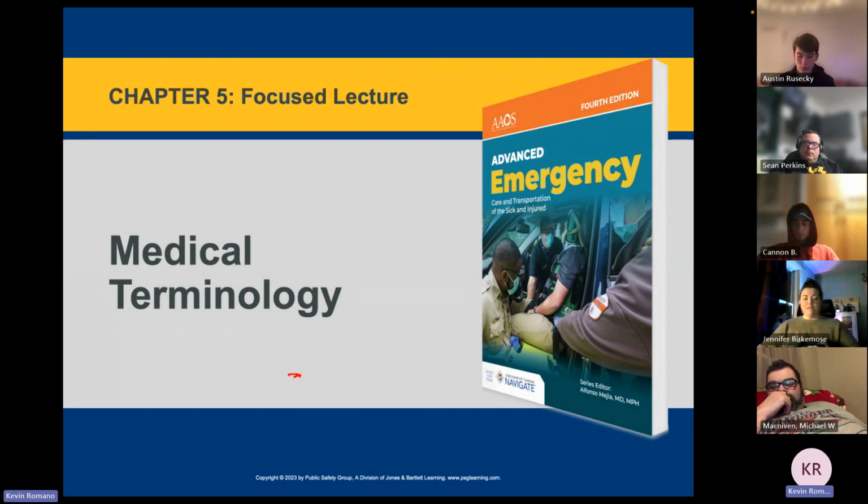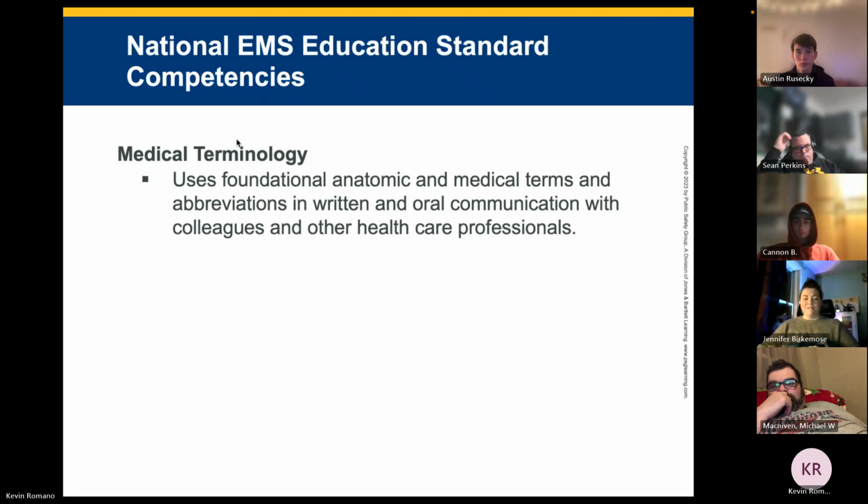Right, so medical terminology, chapter 5. Really with the medical terminology, this is the foundational anatomic and medical terms and abbreviations in written and oral communication with colleagues and other healthcare professionals. Like I mentioned before, these are the things we're going to be talking about. We're going to look for how we're going to document, and things like that.